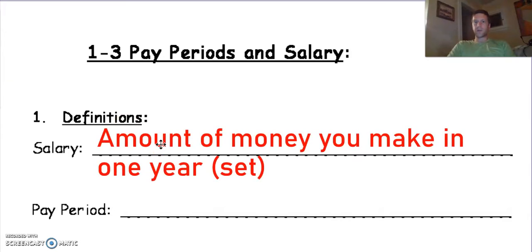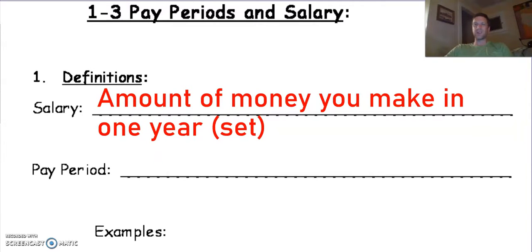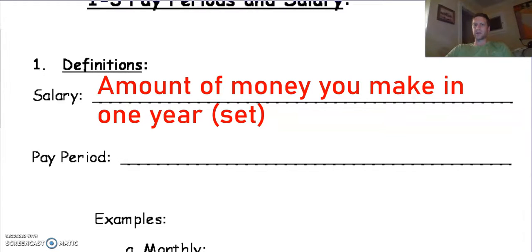So a couple definitions, we've talked about these. Salary is the amount of money that you make in 1 year. Set means it's a set amount, right? If you have a salary of $50,000, you're going to get paid $50,000 in that year. All your paychecks will add up to be that $50,000. You're going to be required to work so many hours because if you're not showing up to work, you might get fired, but you're not going to have to tally up those hours and divide it out to figure out how much you're going to get paid like we did with the hourly workers. This is a set amount per year, like I think we talked about how teachers get paid.